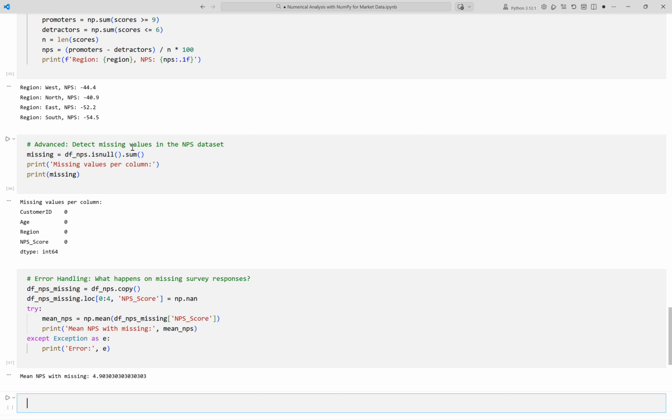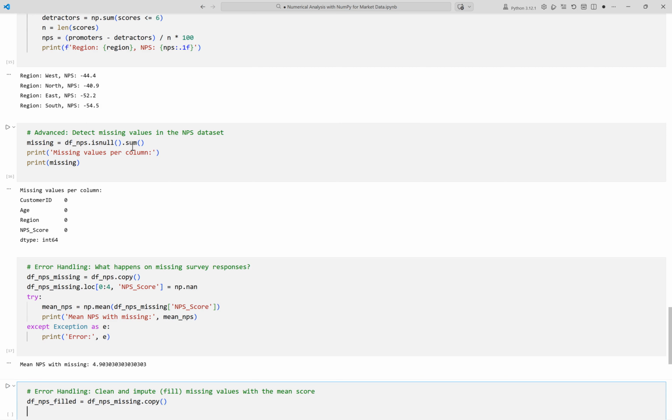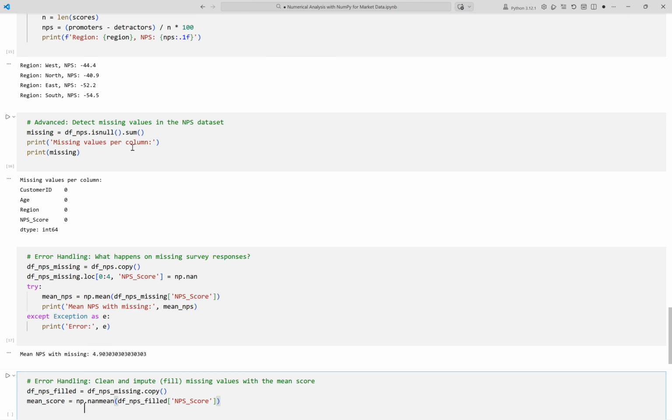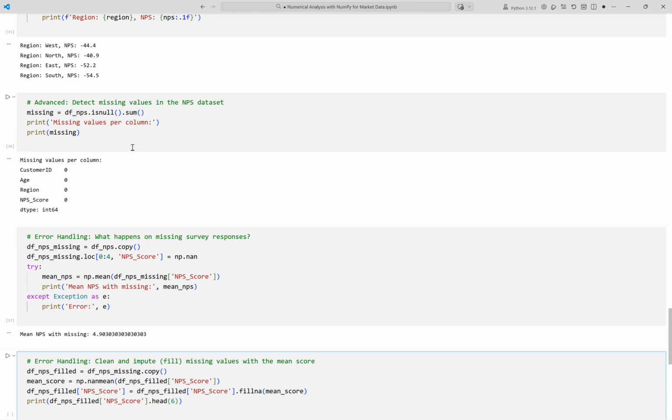One way to handle missing survey responses is to replace them with the mean score. We copy the modified data frame with missing values. The np.nanmean function computes the mean while ignoring nan values. Missing NPS_score values are filled with this mean. We print the first few values to show the change.